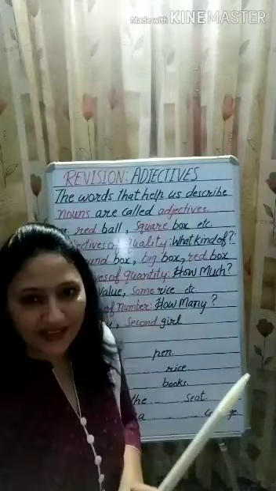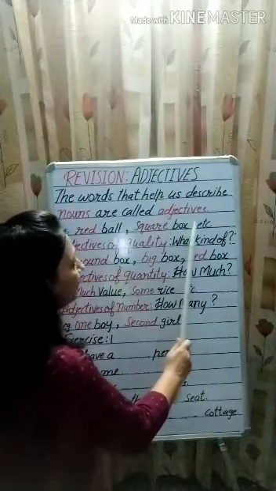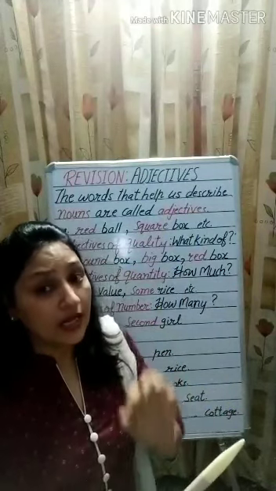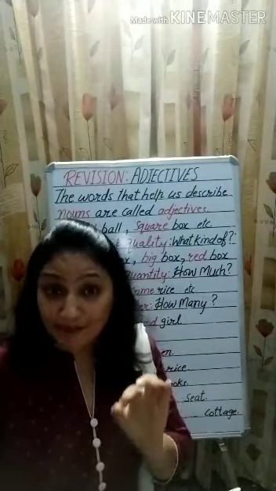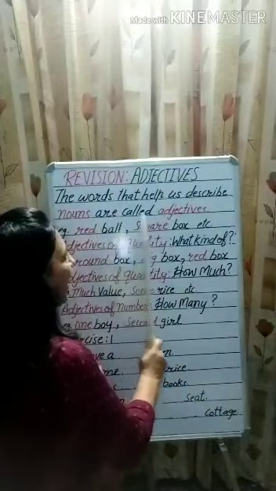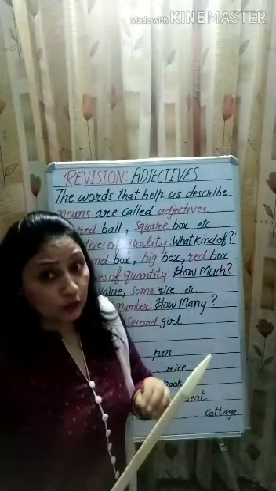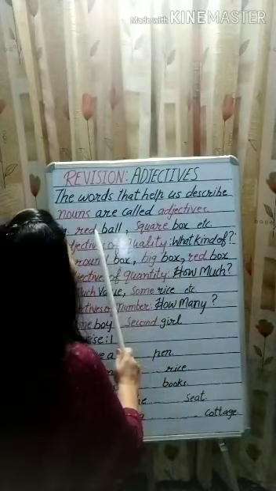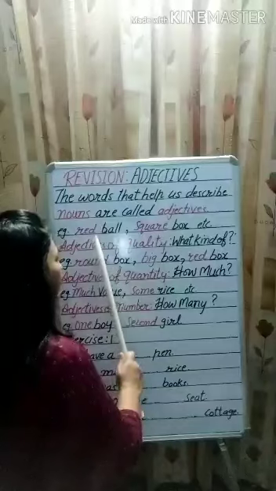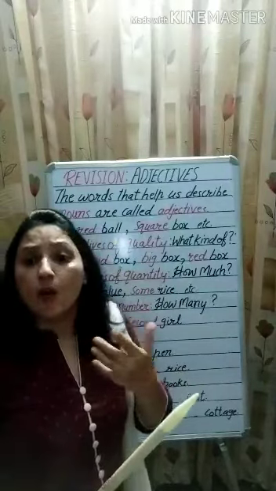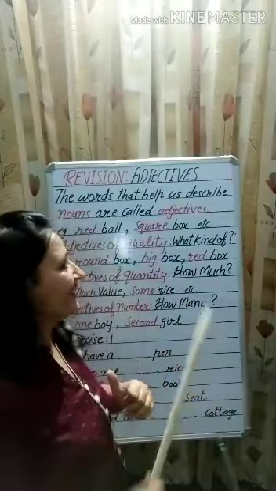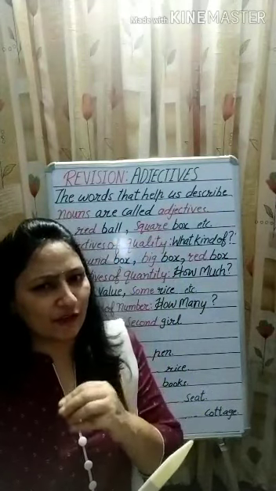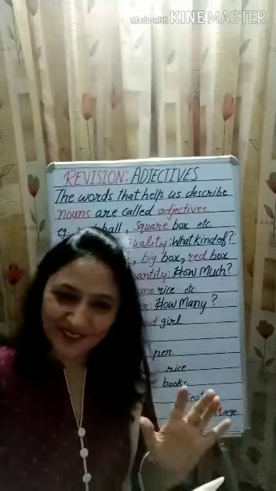My dear students, the words ball and box are the naming words. These are nouns, okay? Now the words which describe them are red and square. So these are adjectives. The adjective red tells us what kind of ball it is. Square tells us what kind of box it is. Is it clear to you?